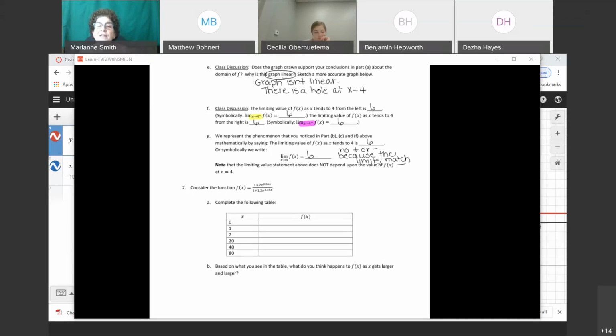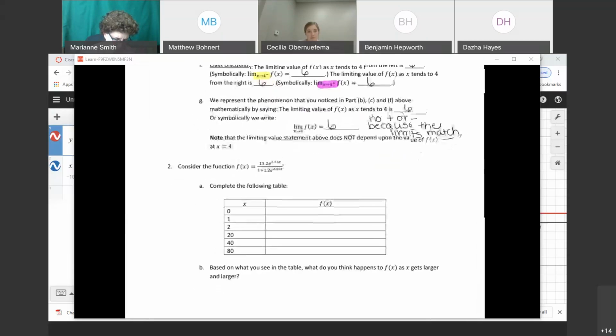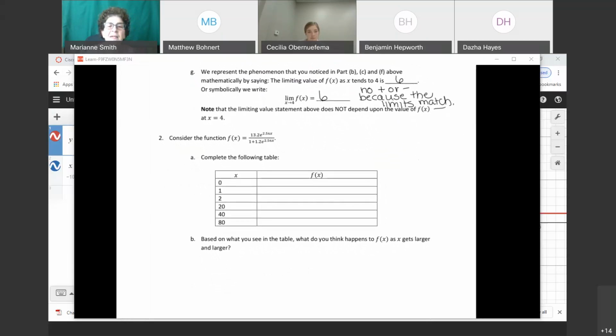Okay, so as long as the left-hand limit and the right-hand limit are the same, you can say the limit as x approaches 4 is 6, and you're good. Let me show you this interesting exponential function. This is sort of like a logistic function, which is used to describe limited growth. For example, if you have a population of bacteria, it grows almost exponentially.